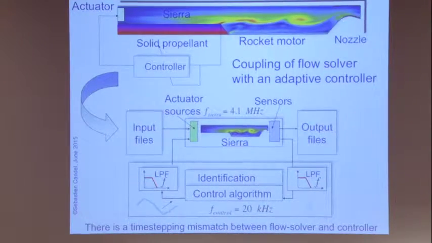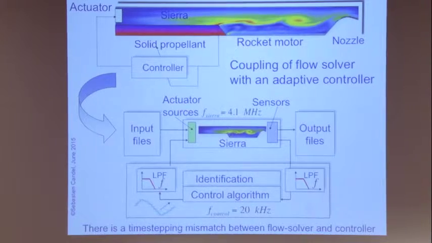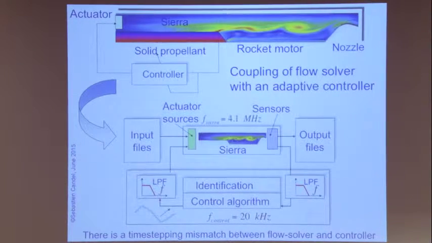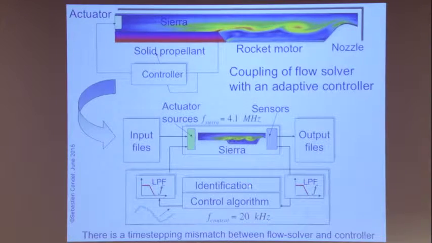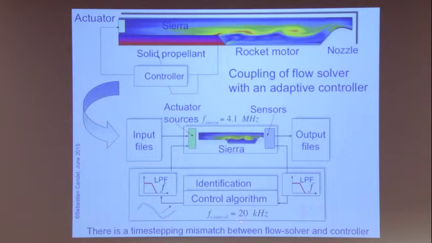So there are a few difficulties in doing this exercise. You see, this is all simulation here. And some difficulties are the fact that your controller here operates at a very low frequency, for example, 20 kilohertz. You don't have to do control at a very high rate. But the computer, the calculation here, operates at a much higher frequency.